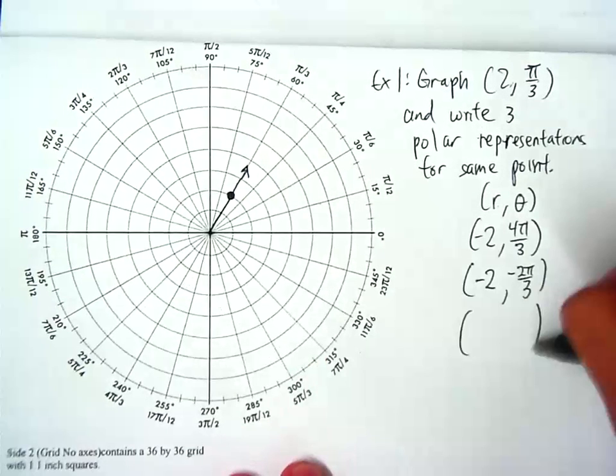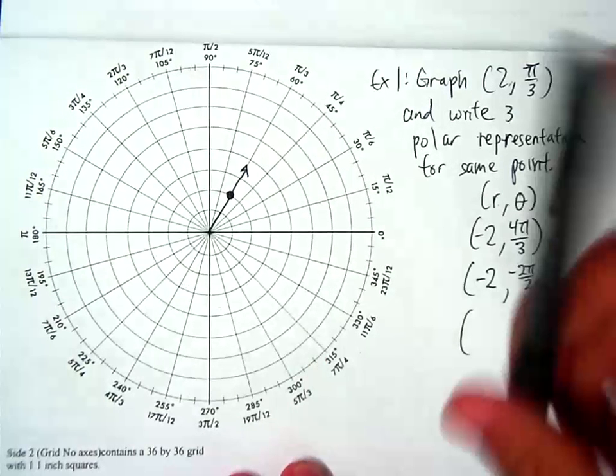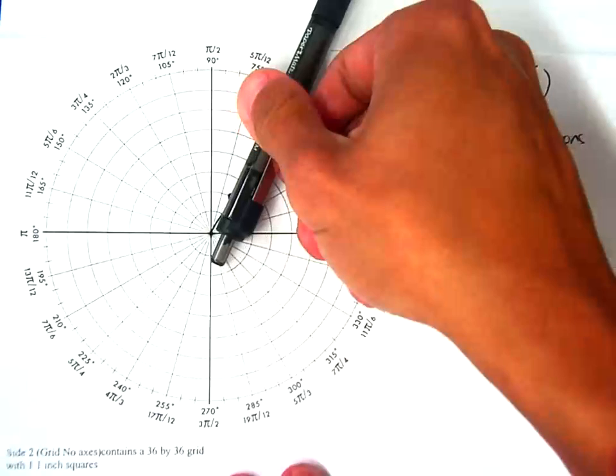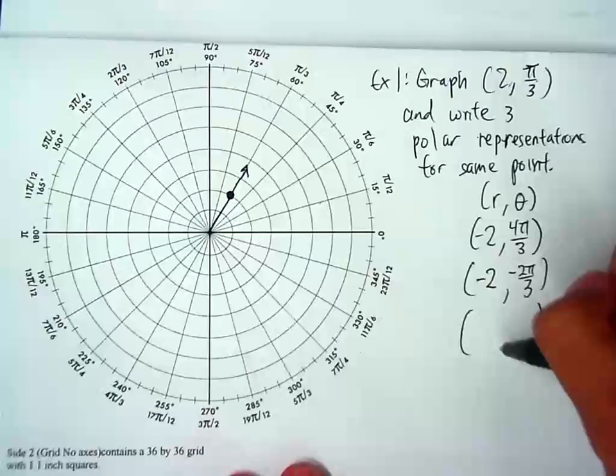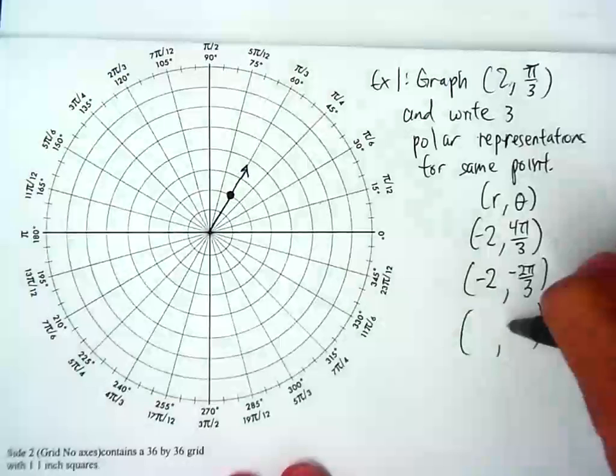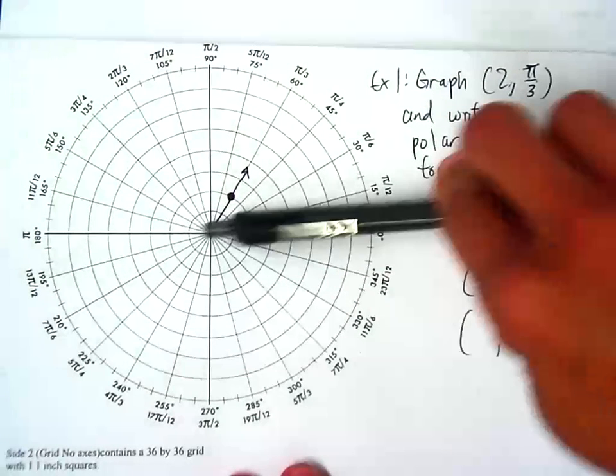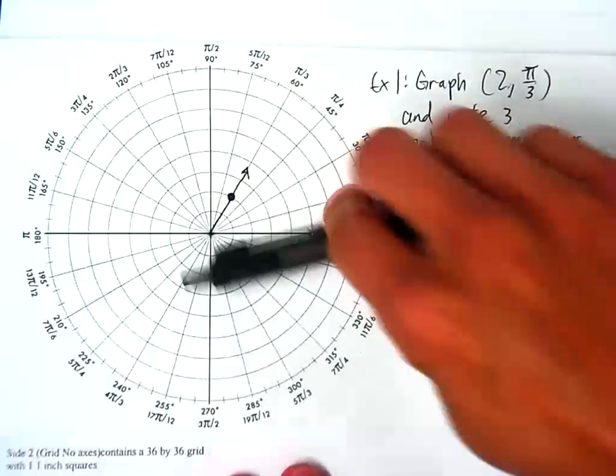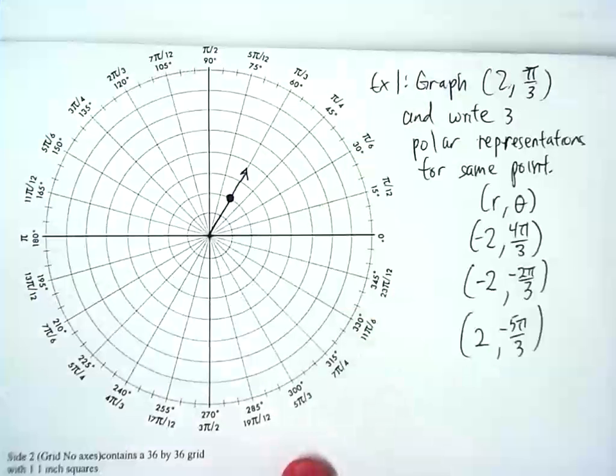And then the last way I want to write it is, let's say I went all the way around here. It would be negative 5 pi over 3. So from here, if I go negative 5 pi over 3, I go all the way around here, and my r would be positive. If you have any questions, go ahead and write them down, and then we'll graph some polar points tomorrow.